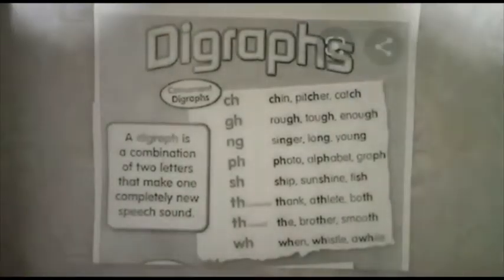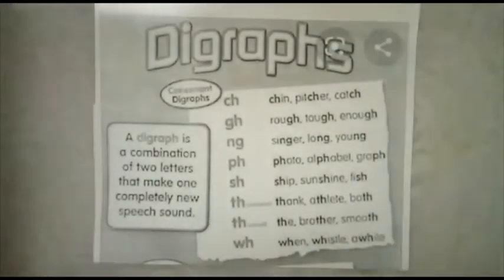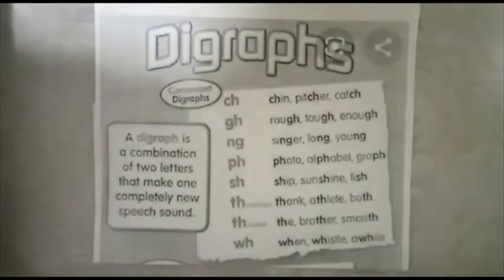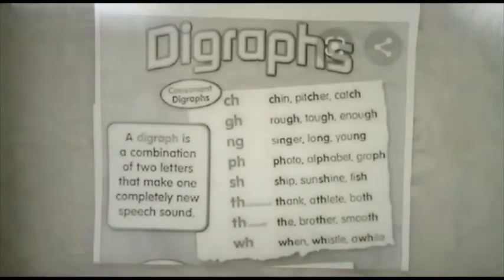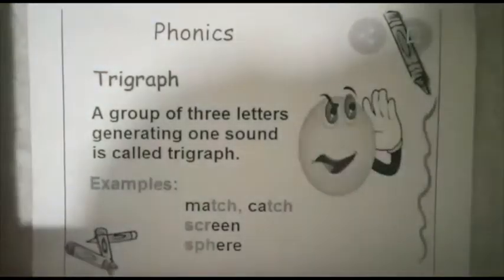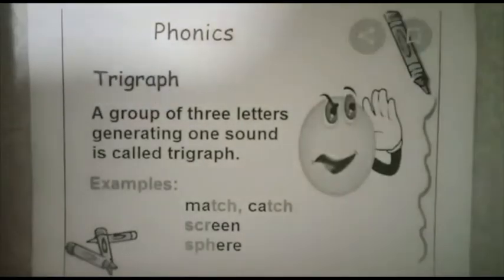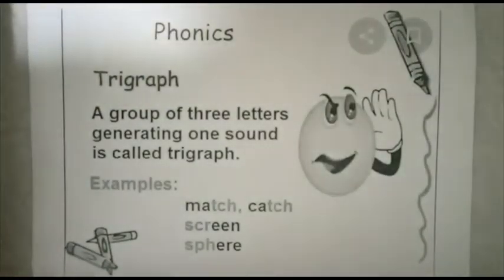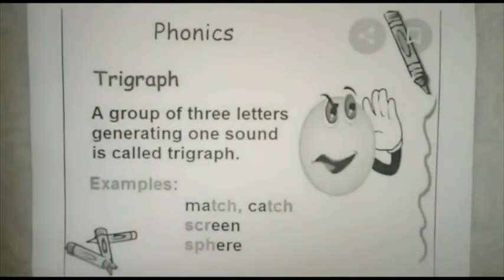Okay, W and H. But when W and H come together, H will be silent, and only W makes a sound: when, whistle. I hope, dear students, that now it will be easy for you to find digraphs in the exercise. Now let's move forward to trigraph.